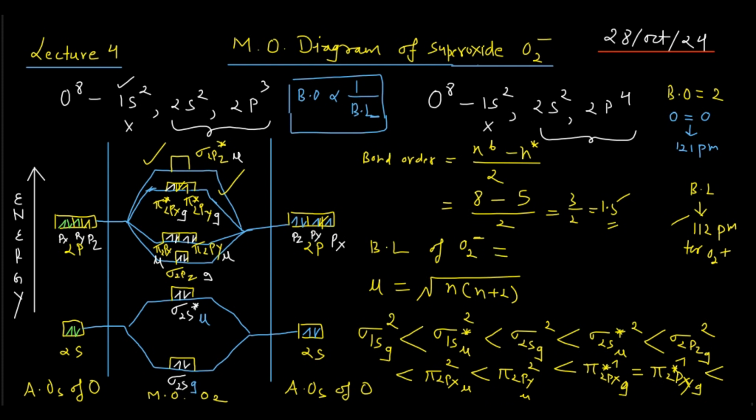So for O2 negative, the bond length is 125 picometer, which is quite obvious. When the bond order decreases, as you can see here, it has decreased from 2 to 1.5, so the bond length has to increase, so it is 125 picometer.